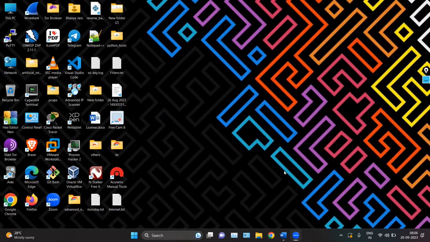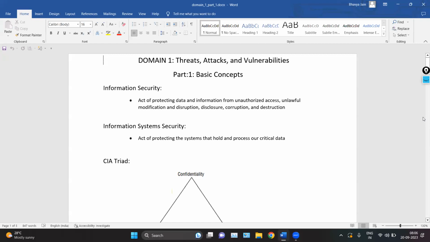Okay, so in the demo session, we have already discussed the introduction of Security Plus. Now let's move to the first domain of Security Plus, which is threats, attacks, and vulnerabilities. So this one is the domain.